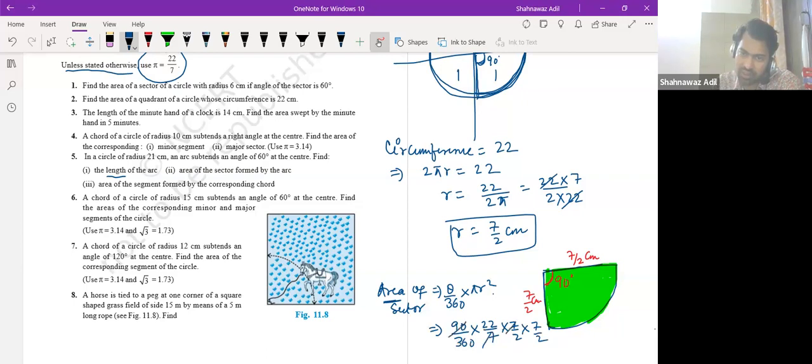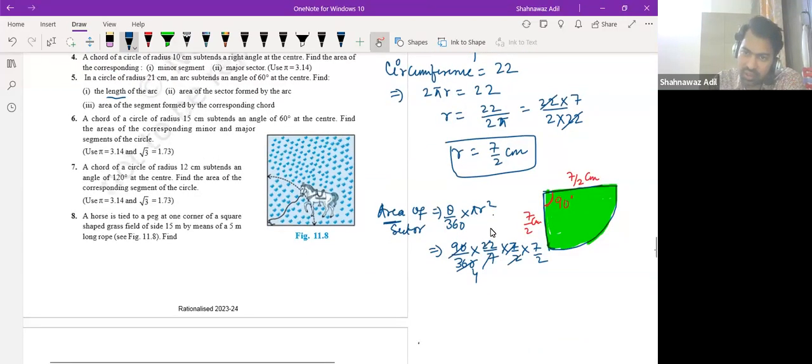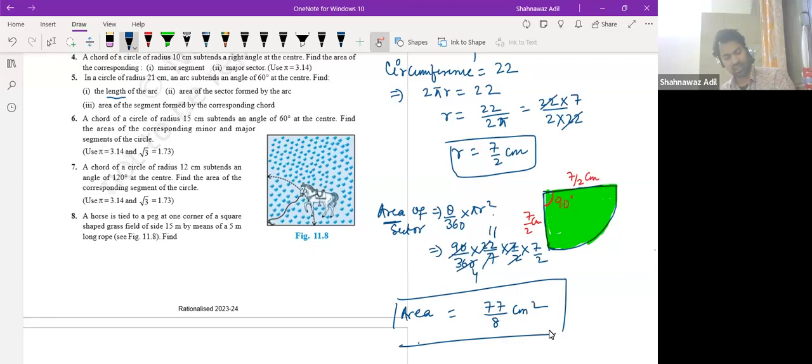7 cancel. This is 4, and then we have 22. This is 11. So this is 77 by 8 centimeters square. Okay, guys, is this clear?